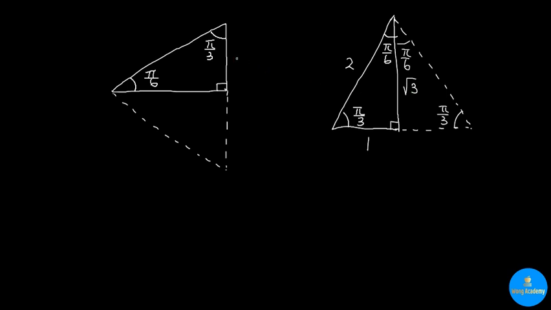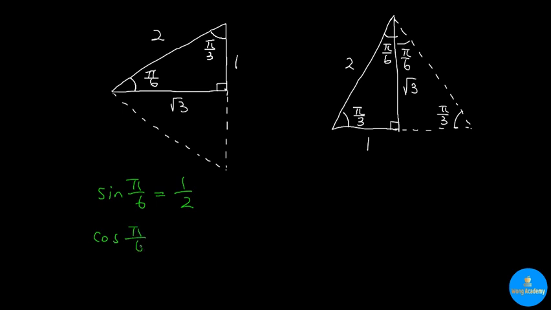After finding all these ratios of side lengths, we can easily compute the trigonometric values of these angles. From this triangle, we can see that sine pi over 6 is given by 1 over 2.